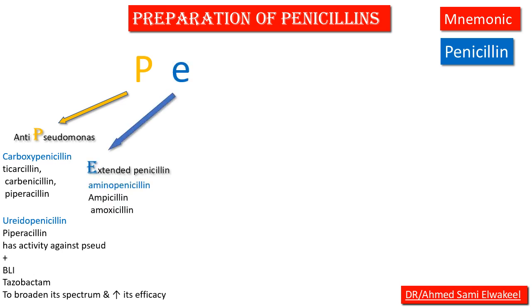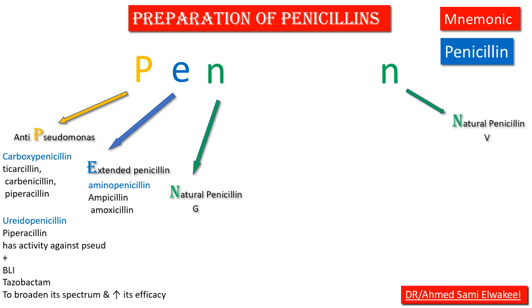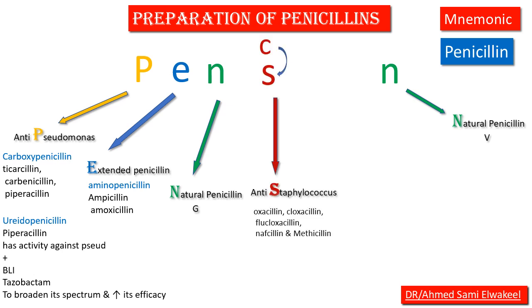E4 is extended penicillin, which includes aminopenicillin and anti-pseudomonas. Aminopenicillin like ampicillin and amoxicillin. We have two N ladders, so we have two natural penicillins: penicillin G and penicillin V. We can replace the C ladder with S ladder, so we have anti-staphylococcus penicillins like oxacillin and cloxacillin. S ladder to remember that it's stable against GIT acidity and beta-lactamase enzyme.